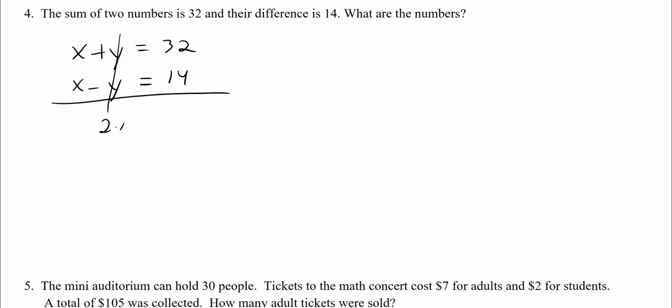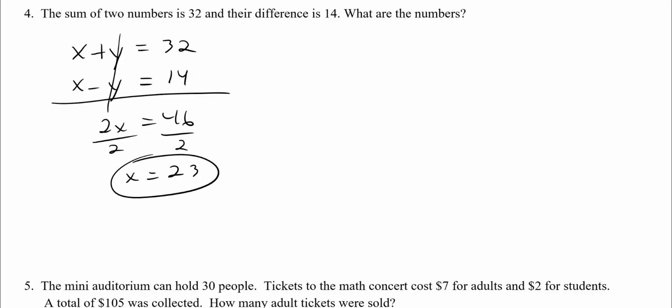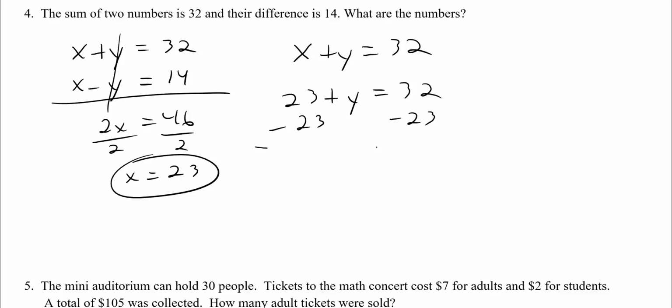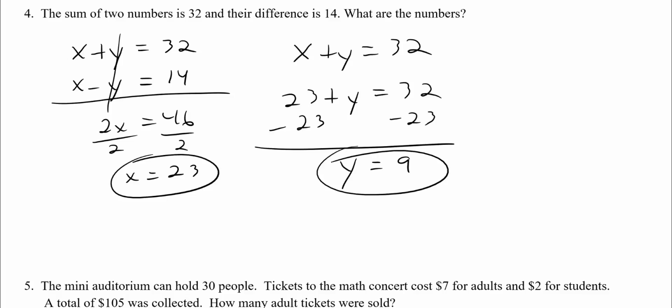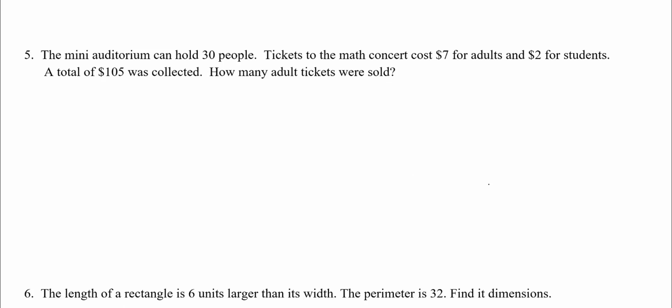The y's cancel. We have 2x is equal to 46, divided by 2. x equals 23. Okay, that's the first number. Plug it back into the first equation. x plus y equals 32. So x is 23 plus y equals 32. Subtract 23 from both sides. So y is equal to 9. So here we go. Those are your two numbers, 23 and 9. Super easy. Okay. Let's move on to the next one.